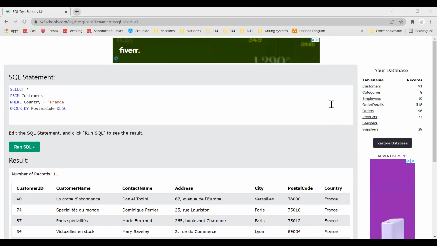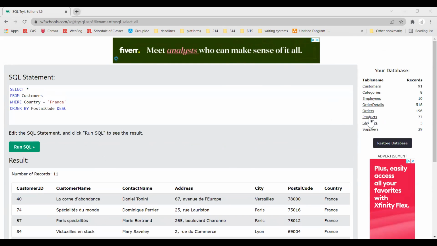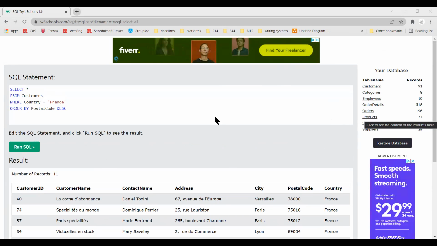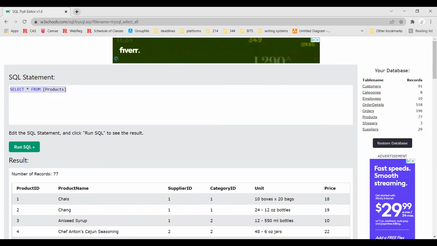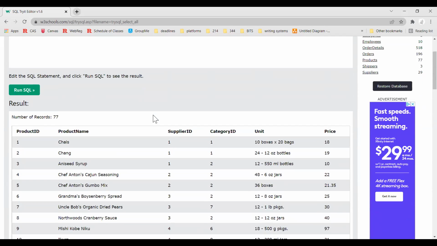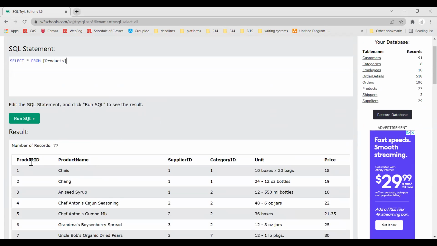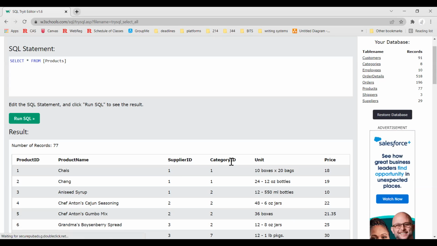All right, let's switch gears a little and work with a different table. So we're going to view everything in products, and on this particular demo, because they're trying to make it easy for you, you can actually click here and it'll automatically run this select statement for you. And this is everything in products. So you can see that products has a product ID, which is its primary key. And it also has a supplier ID and a category ID.